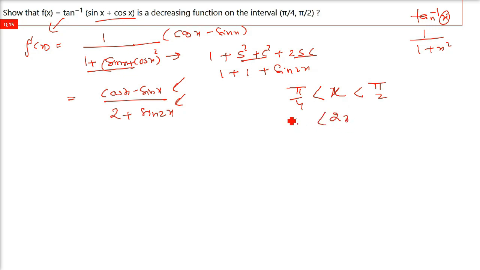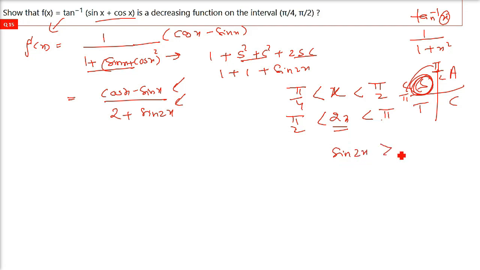Multiply both sides by 2, and you get pi by 2 is less than 2x is less than pi. So 2x is between pi by 2 and pi. Between pi by 2 and pi, that is 90 degrees and 180 degrees, sine will always be positive, as you know from this diagram. So sin 2x will always be greater than 0.